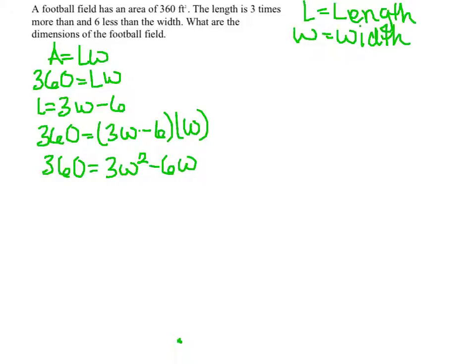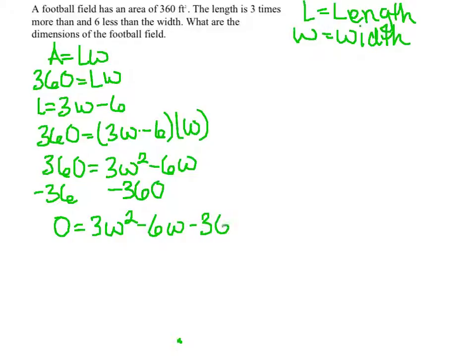So we're going to have to minus 360 from both sides, equaling 0 equals 3W squared minus 6W minus 360. And now we can simplify that out before factoring, and we can take a 3 out of everything. So it's going to be 0 equals 3, and then it's going to be W squared minus 2W minus 120.